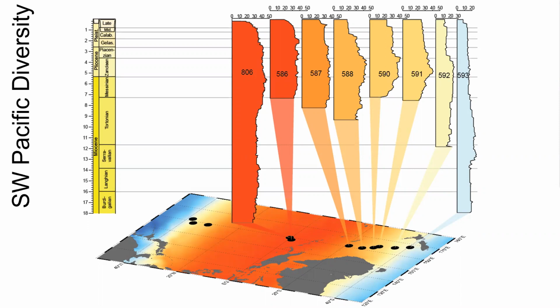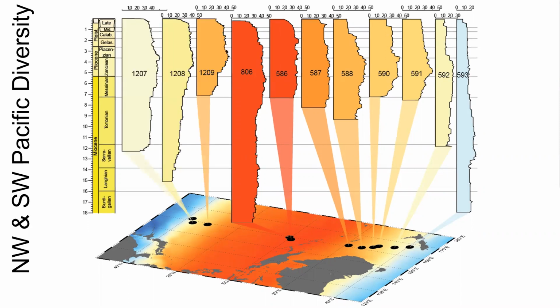This is especially apparent at sites 592 and 593. As I step through discussing diversity patterns across the Tasman, I'll also show the diversity curves from the Northwest Pacific to compare patterns from both hemispheres in the Pacific Ocean.